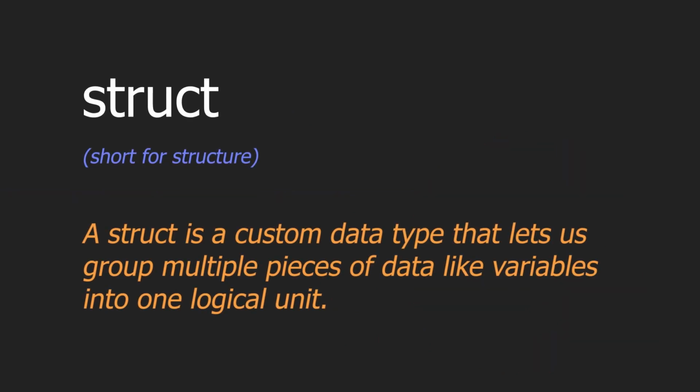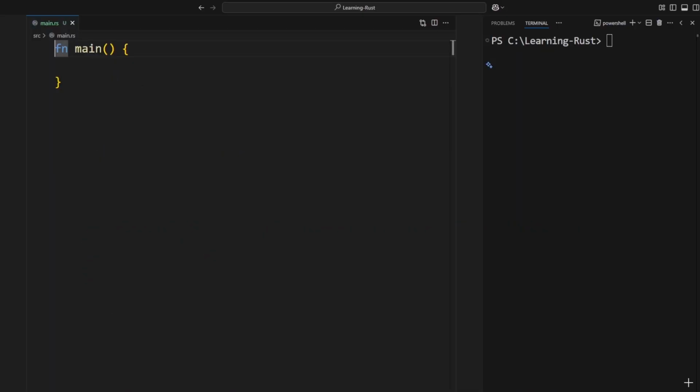By definition, a struct, or in short for structure, is a custom data type that lets us group multiple pieces of data into one logical unit. Think of it like a template, or as a container for fields, each with a name and a type. An example we have seen before is a user profile.